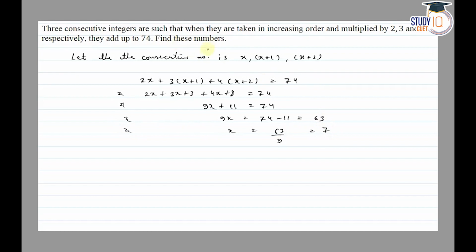So, find these numbers. x, x plus 1, x plus 2 are the numbers. So these will be 7, 8 and 9.